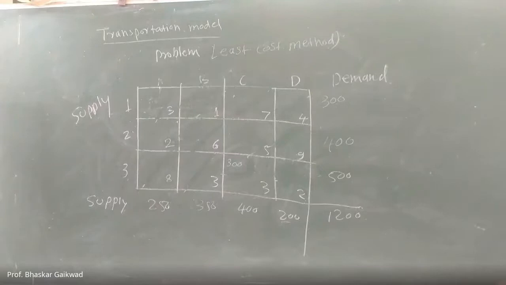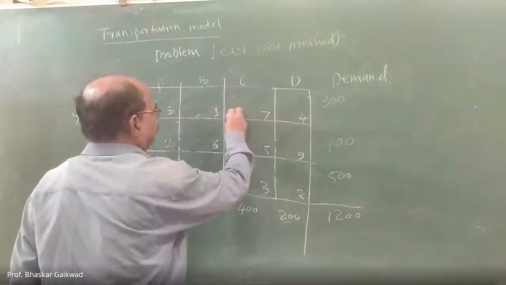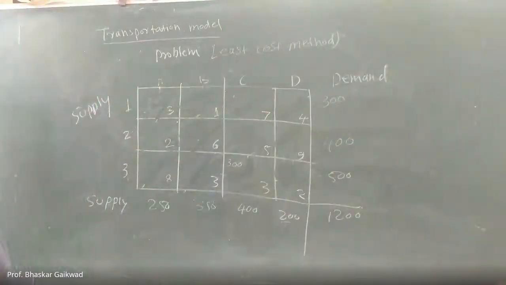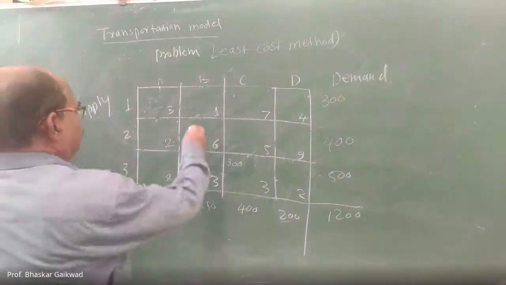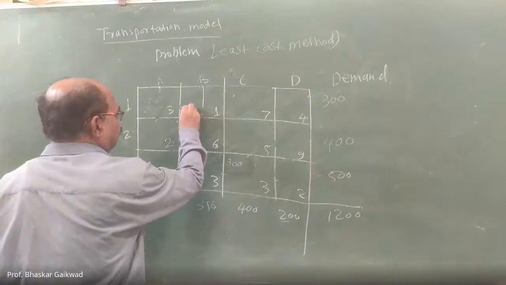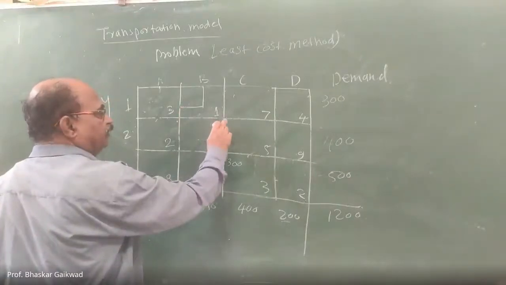Then let us consider the first row. In the first row, what is the least value? So in this row, this is our least value. So column B, that cell is allocated, that cell is 1. This is our least value. So first you can assign this. So here you can make it like this way, because this is the least value.